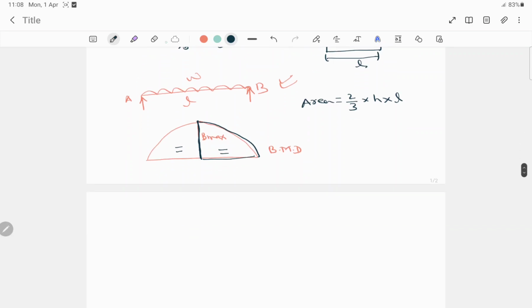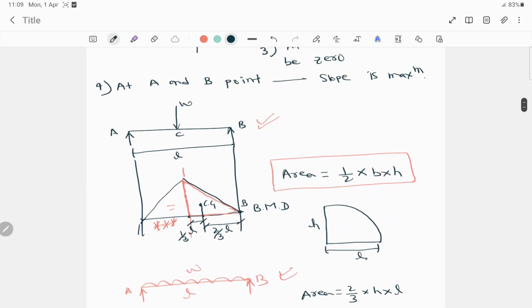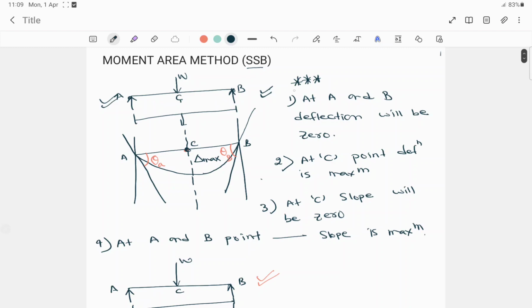Now, CG is acting at the center. From point B, if we have to find the CG distance, the formula is 5/8 of L, and from the midpoint to the CG, if we have to determine this length, the formula is 3/8 of L. These are the most important things which we have to remember, and these are some of the points which are very important to know for this type of case.